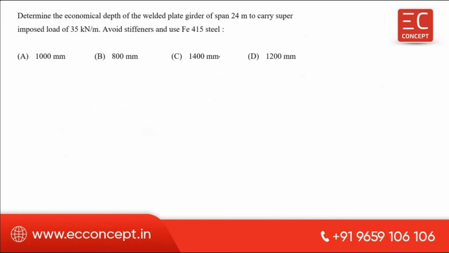So next question is, determine the economical depth of a welded plate girder of span 24 meter to carry a superimposed load and so on and so forth. Avoid the stiffeners and use Fe415 steel. In the last 2012 question, we have seen the economical depth of the plate girder. Okay, so that is M K divided by yield stress Fy, the whole power 1 by 3.